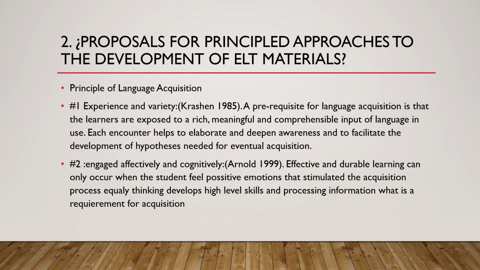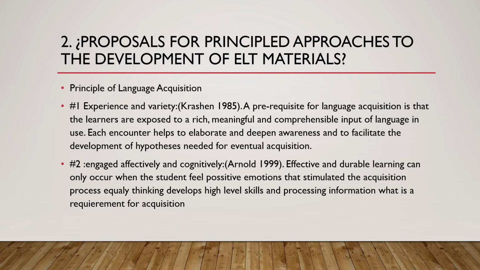Tomlinson talks about the proposals for principal approaches to the development of ELT materials. He takes 6 principles of language acquisition. Principle number 1. According to Krashen, experience and variety are prerequisites for language acquisition, and that is that the learners are exposed to a rich, meaningful, and comprehensive input of language in use. Each encounter helps to elaborate and deepen awareness and to facilitate the development of hypotheses needed for eventual acquisition.